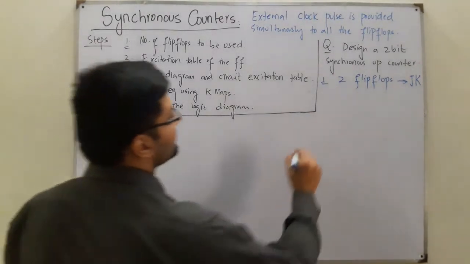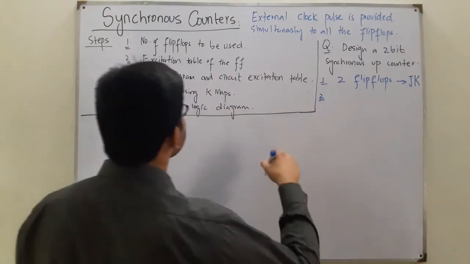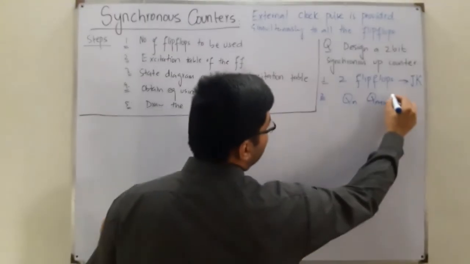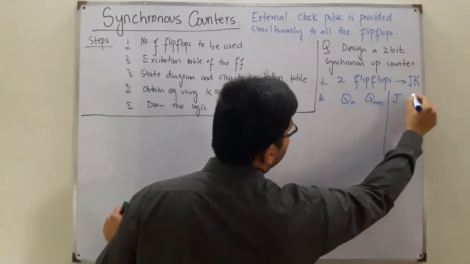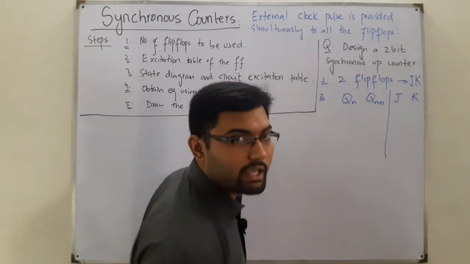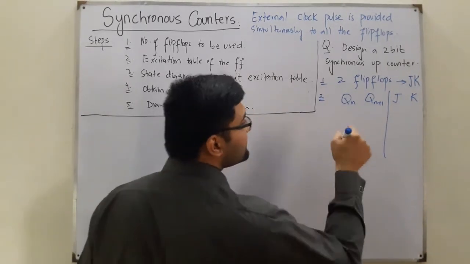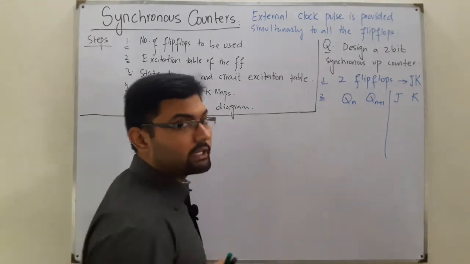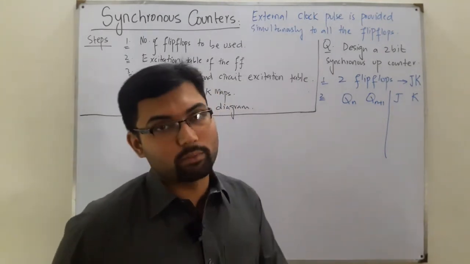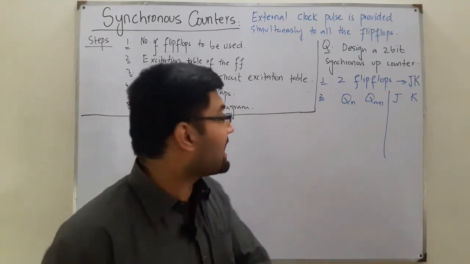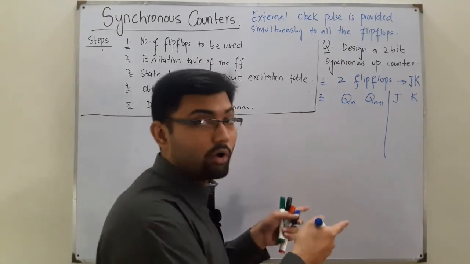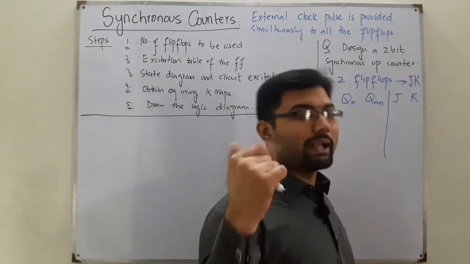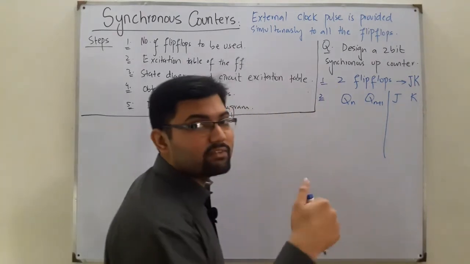You need to know the excitation table of the flip-flops. So in the excitation table, you have the present state, you have the next state, and depending on that, you decide your J and K, the present inputs. We have a previous video on the excitation table. If you don't know it, right now I don't remember it, so I'll be copying it from the book. But you need to understand how it is formed. I'm not telling you how it is formed, I'm just copying it right now. To understand how it is formed, you need to go back and watch the videos on JK flip-flops.